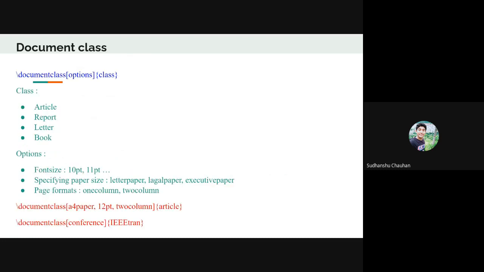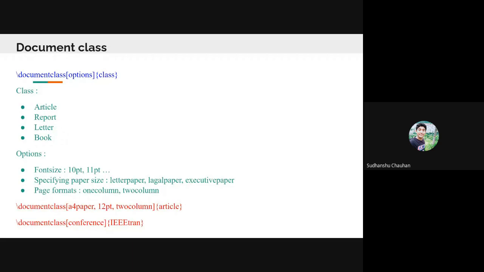So what is document class? Whenever you write a LaTeX report, you need to start the report with one statement, that is \documentclass. Then there will be options, then the class in curly brackets. So what is class? Previously I also told you that you can write report, letter, book and article. If you are writing an article, in the place of class you need to write article. If you are writing a report, similarly you can write report, letter, book and so on.